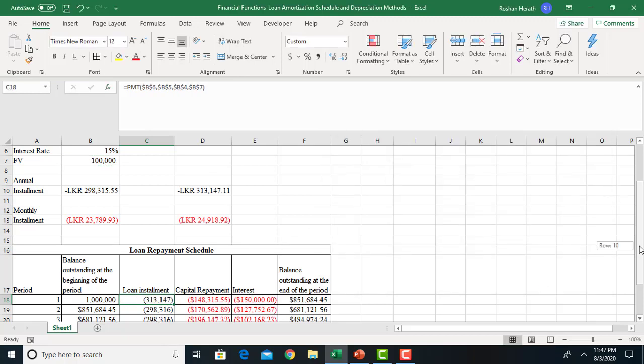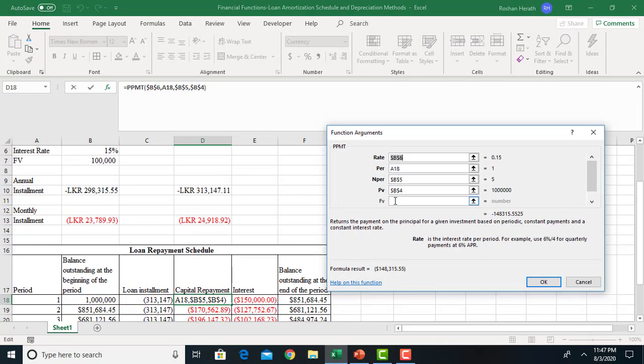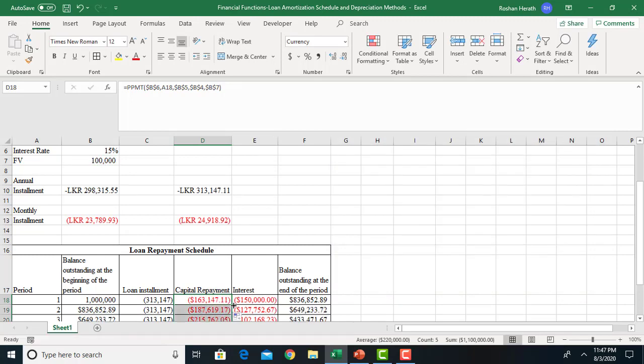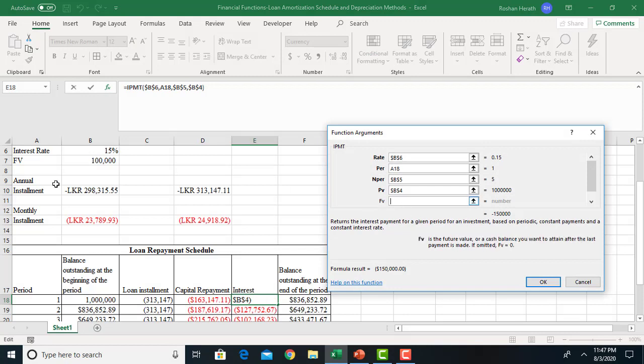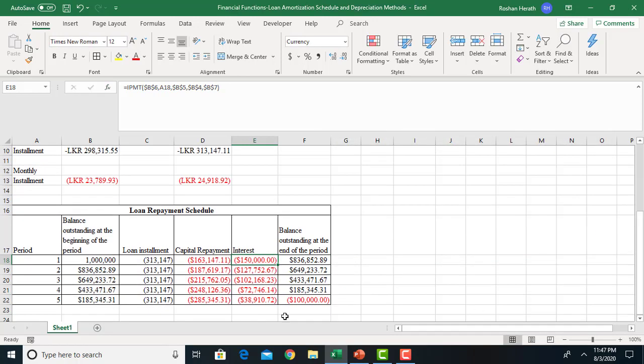See, the loan installment is comparatively high. Then for the capital repayment, you may have to do the same. The future value has to be specified. And for the interest, you may have to do the same. The future value has to be specified, the saving that you want to have. Then you can see at the end of the loan, you are having this 100,000 in your hand.